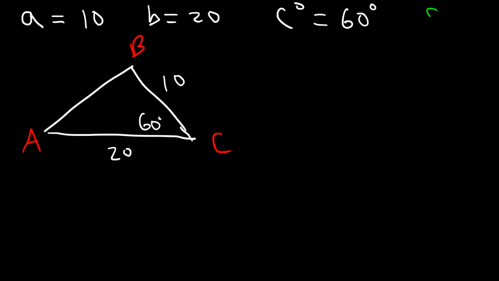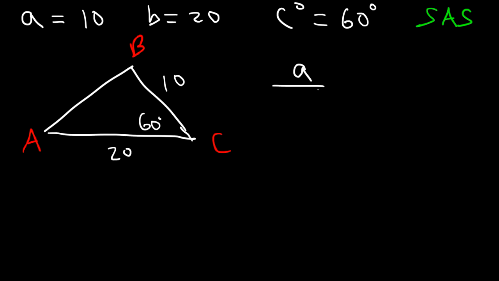Can we use the law of sines to solve the triangle? In order to use the law of sines, you need to have two of the same letter. Notice that we can't use it. We have one of each different letter. So in this case, we need to use the law of cosines. If you try to use the law of sines, you're going to miss something.